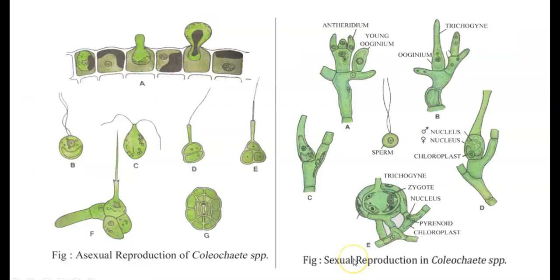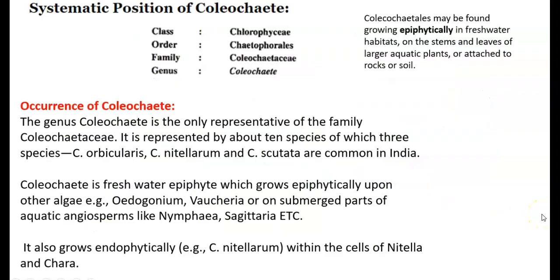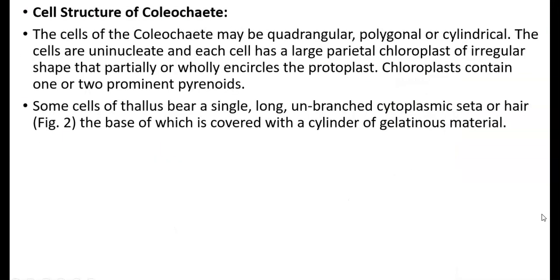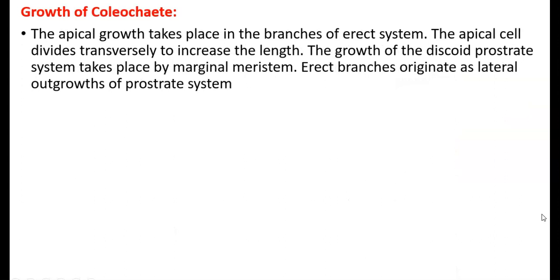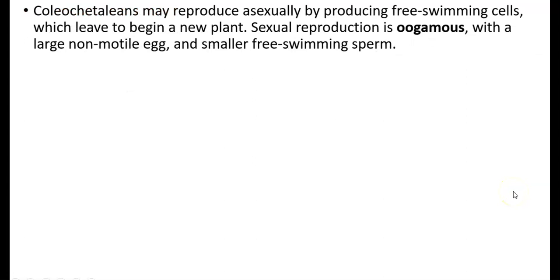In the upcoming lectures, we will be seeing what is the mode of asexual reproduction and how the new thallus arises from that. Then we will see how the sexual reproduction takes place and how new thallus will be arising from that. That is the part of the upcoming sessions on these Coleochaete species. You can pause the video wherever required and take down the notes. We'll see the reproduction in the upcoming sessions. Thank you.